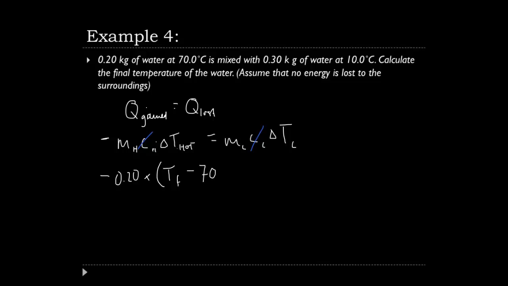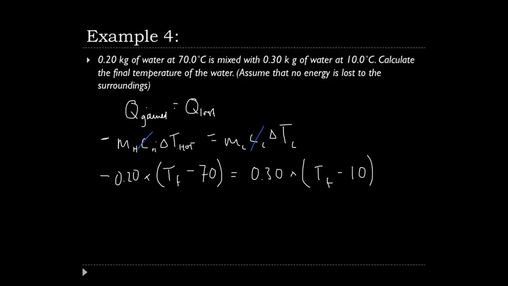must be equal to 0.30 times final minus initial again, Tf, minus, the initial here was 10. And because we're dealing with changes in temperature here, it doesn't so much matter whether we work in Celsius or Kelvin. Otherwise we should work in Kelvin typically, although in this case, as I say, because it's a change, it doesn't matter.